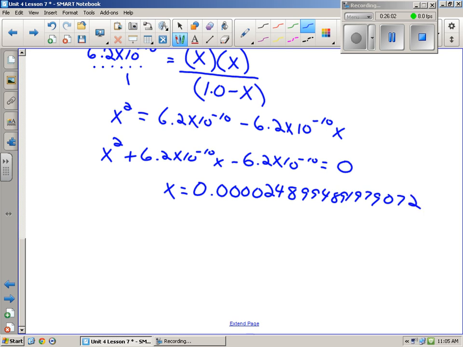Is the answer yes? That is X. That is the concentration of the hydronium ion. Pretty small, is it not? Makes sense, because what did I say? It ionizes about 6.2 times 10 to the negative 8 percent, which comes from the Ka value of 6.2 times 10 to the negative 10. Pretty small.